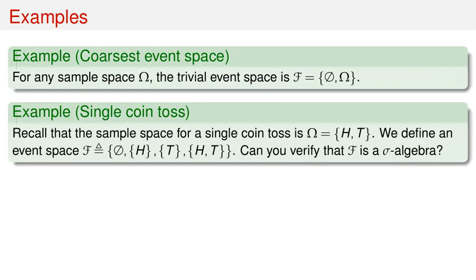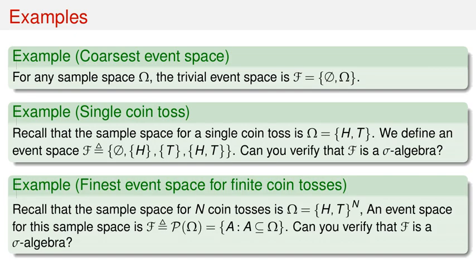For a single coin toss, recall omega was {H, T}. We can define an event space script F as the empty set, the set {H}, the set {T}, and the set {H, T}. I encourage you to verify that this script F is indeed a sigma algebra.